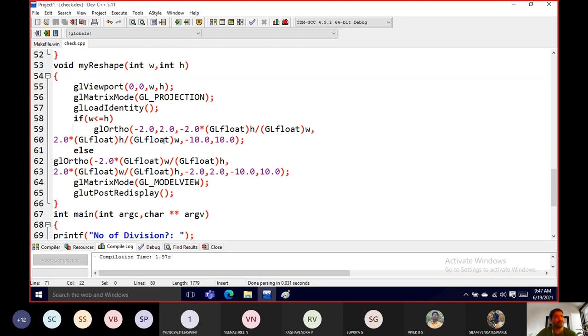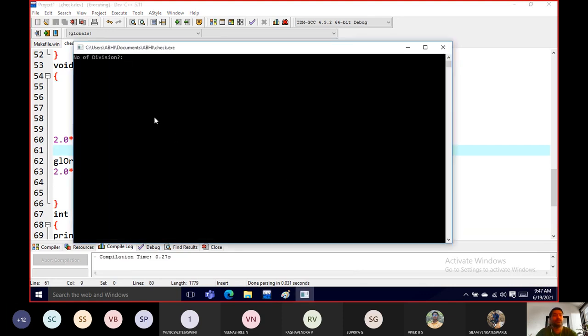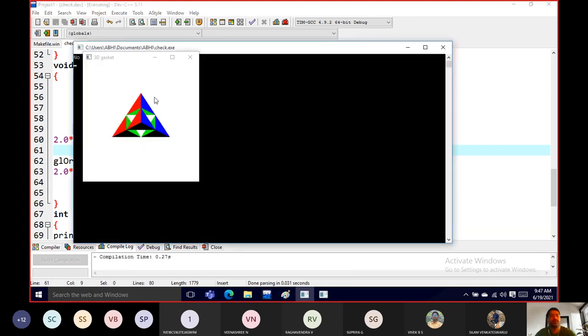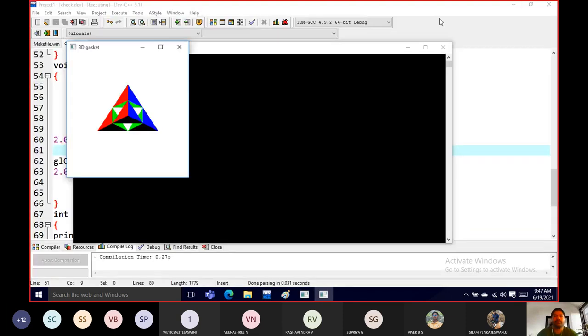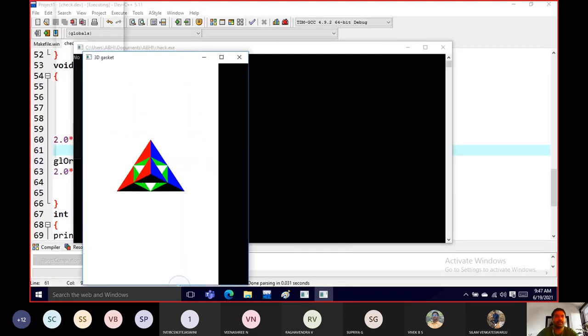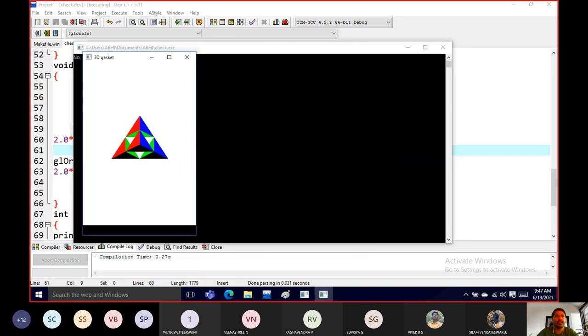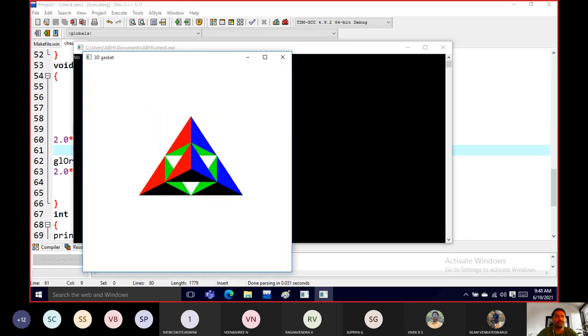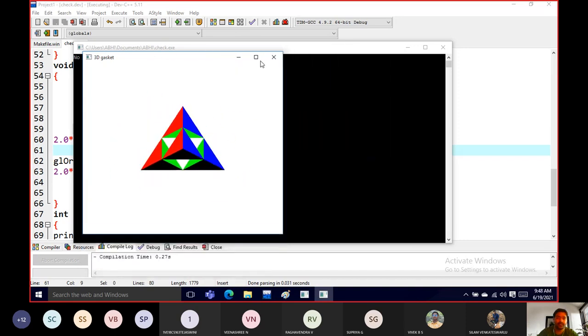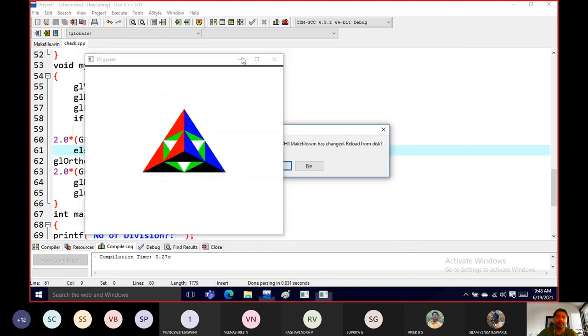We have spoken enough of this myReshape function. See to it that you deal with the same values as W and H. That means whatever the width of my created window, and whatever the height of that created window. I'll just show you. For now, I'll just take it as division 1. Whenever I increase or decrease the width and height of my display screen, automatically the image should also get readjusted. So that's why we use the reshape function.